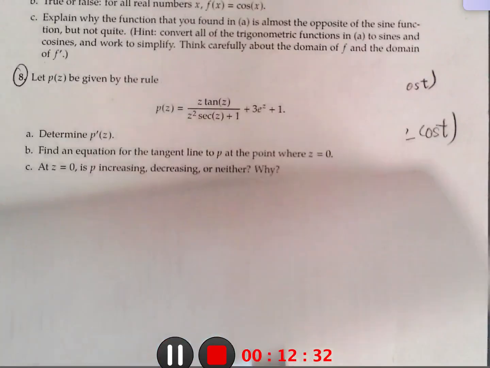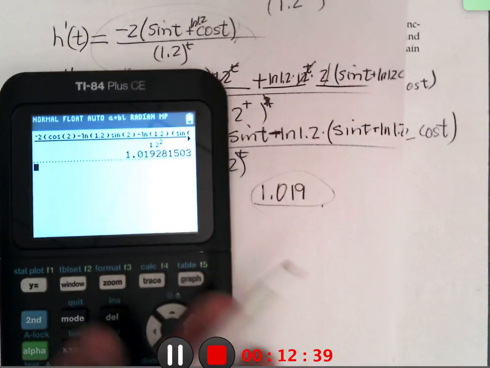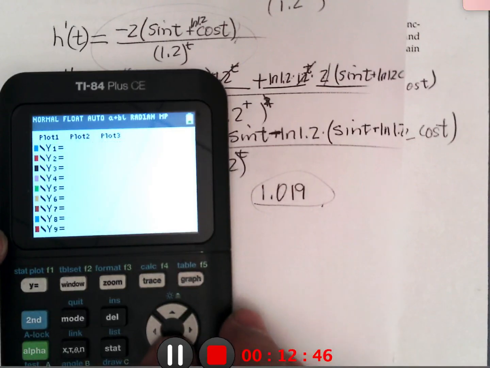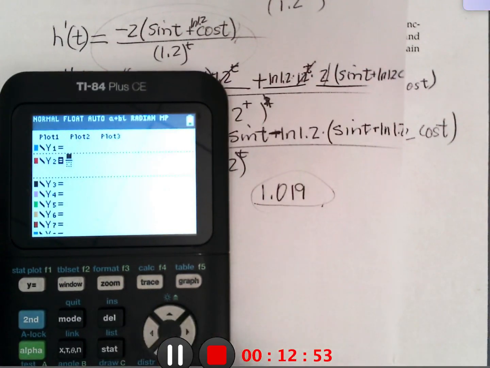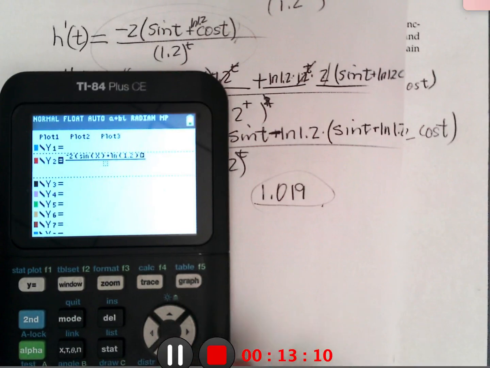Do we have to do this at 2? Yes. I don't think I ever did it at 2 for the first derivative. And I'm going to have to graph that one here in just a sec. I don't need to, but I'm going to. So I'm going to put it in y2, and that one is a fraction. So I'm going to go fraction in the numerator. It's -2 parenthesis sine of x close parenthesis plus ln 1.2 close parenthesis cosine x close parenthesis over 1.2 to the x.